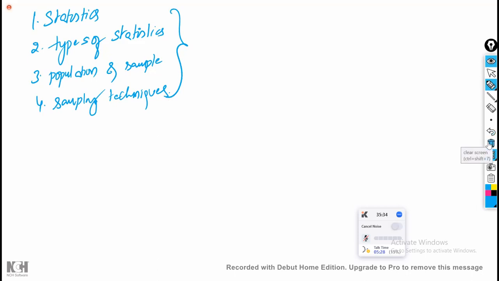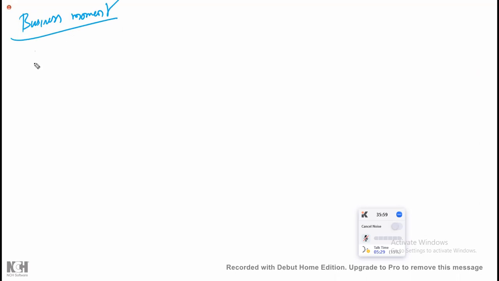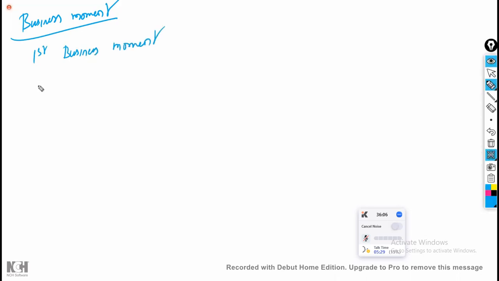Now, let's move on to the next one. Statistical analysis means measuring the statistical values. For measuring the statistical values, we have different business moments. What is meant by business moments is that the measure of the values is expressed based on the business moments. We have the first business moment, the second business moment.